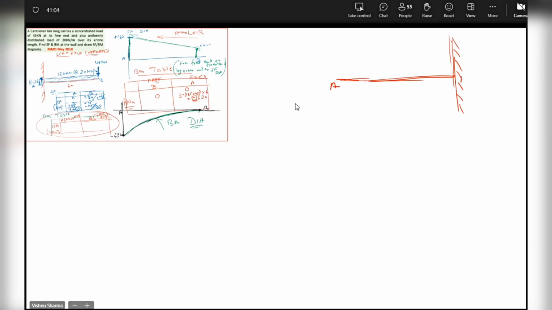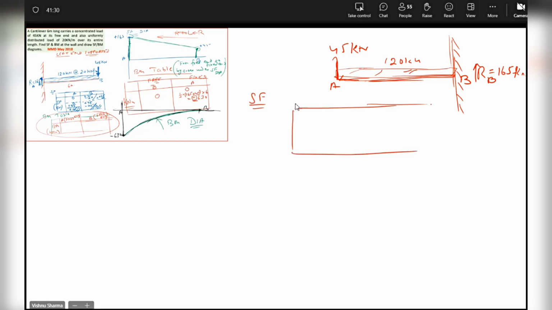This is A, B. Now B is the fixed end. I've changed the fixed end to B. It has a UDL of 120 kilonewton and a point load of 45 kilonewton. RB will be acting upwards, equal to 165 kilonewton. Now I can continue working from A to B, no problem.